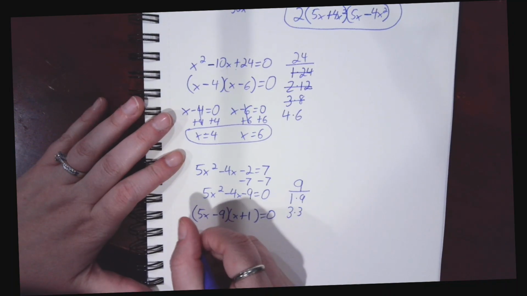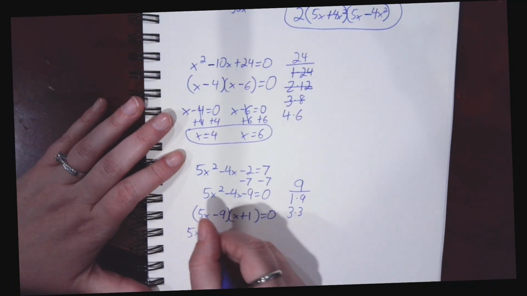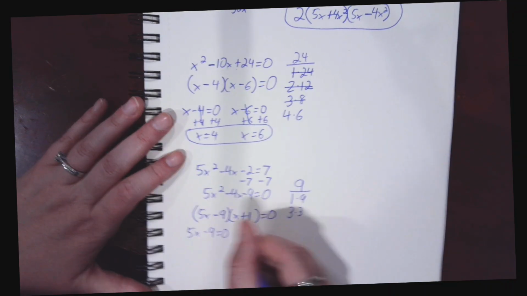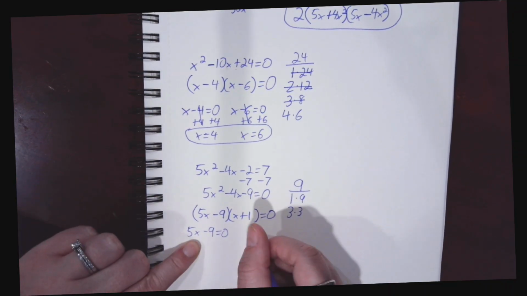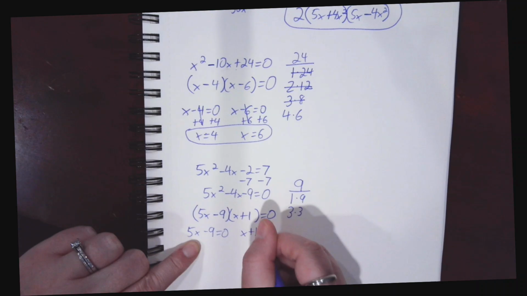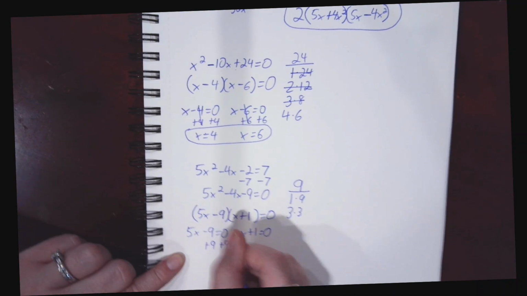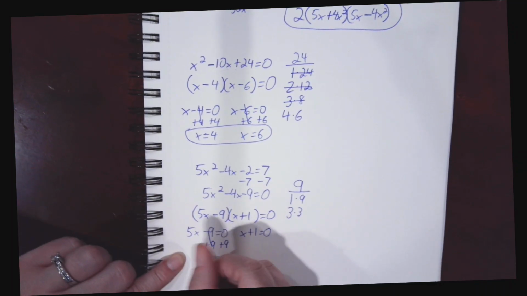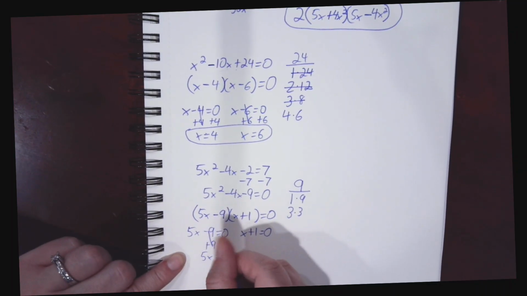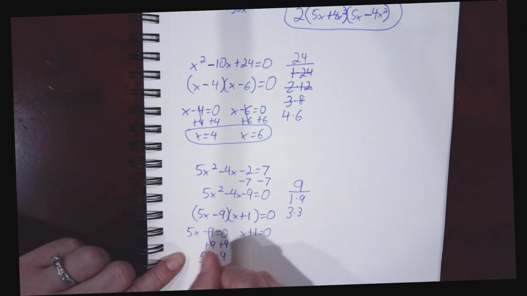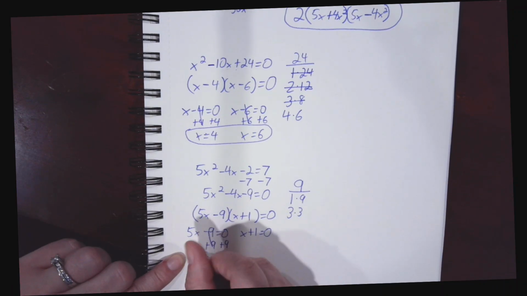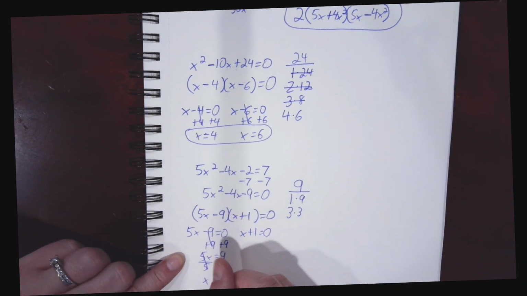Now it's set to 0, so now I need to show my work. My steps of equations. So I have 5x minus 9 equals 0, and I have x plus 1 equals 0. So I'm going to add 9 to both sides. I'm going to have 5x equals 9. Then I'm going to divide by 5 on both sides, which x would equal 9/5.